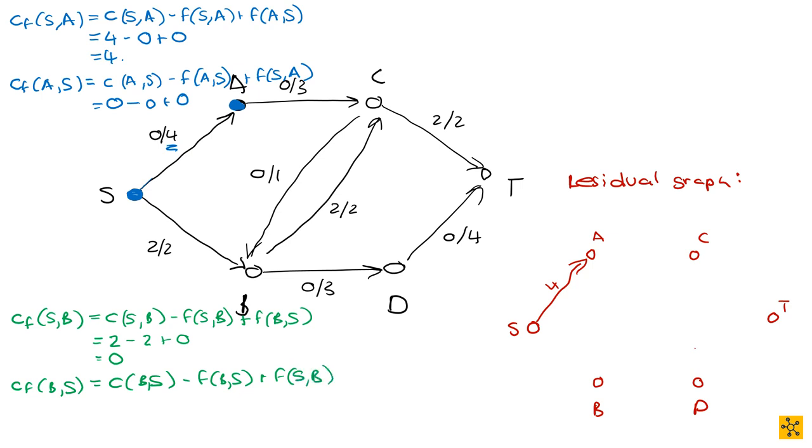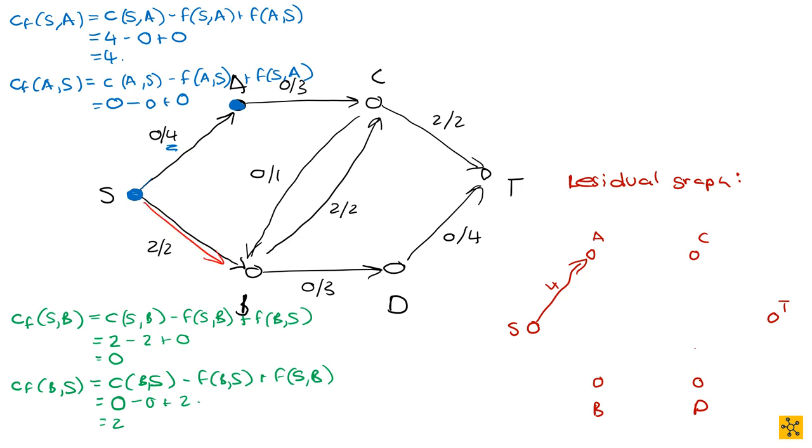S to B. Right, so we're going to have the capacity is 0 there. The flow from B to S is 0, but the flow from S to B is 2. So we have a capacity of 2. What that's saying is, hey, what if we actually did mess up our flows? So we currently have a flow going in there in this direction.